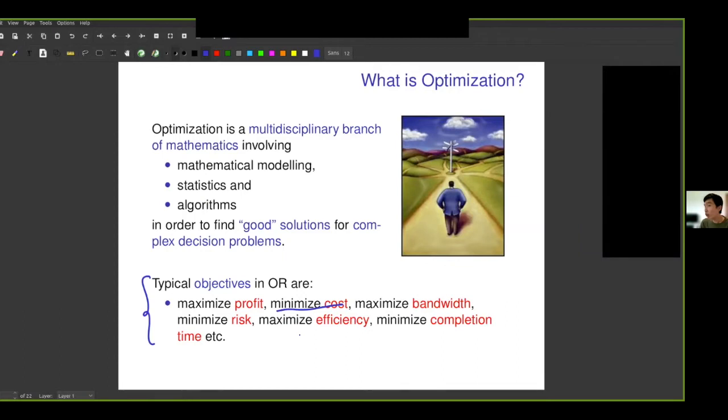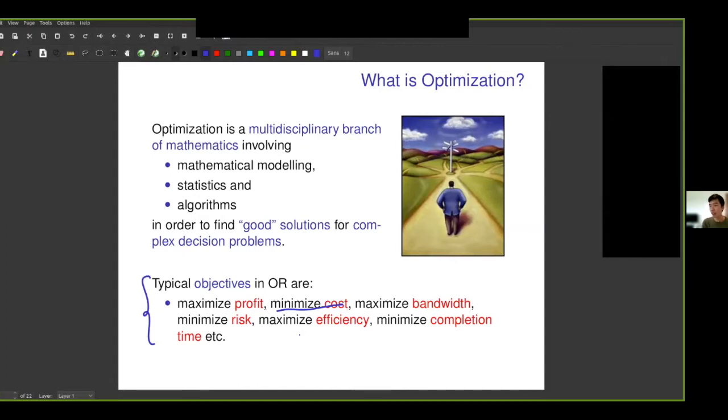If you are a network engineer, you want to make your network available to as many people as you can, which roughly translates to maximizing the bandwidth of your network. If you are a financial investor, you may want to minimize the risk of your investment. And last but not least, if you are a project manager, you may want to maximize the efficiency of your workforce and, at the same time, minimize the completion time of your project. These are some of the typical objectives that will show up in your optimization problems.